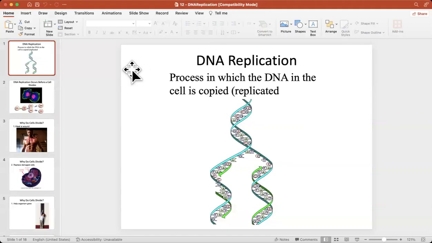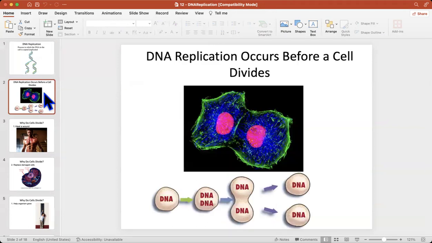Today's topic is DNA replication. The process is to duplicate the DNA. Before cell division can happen, the DNA needs to be duplicated. That cell division is called mitosis, which we talked about in our last unit. The process makes double DNA, so the cell duplicates its DNA first.